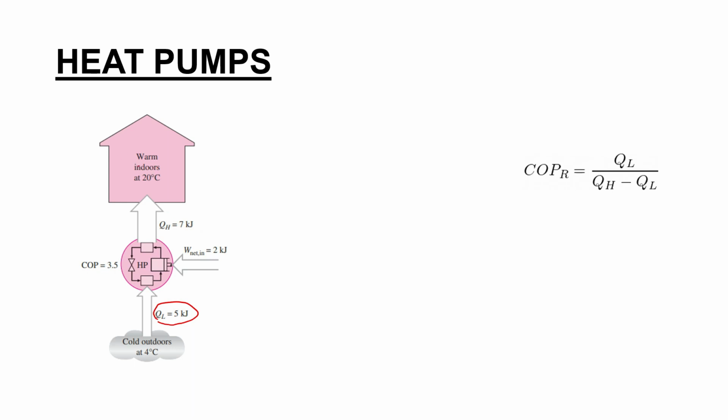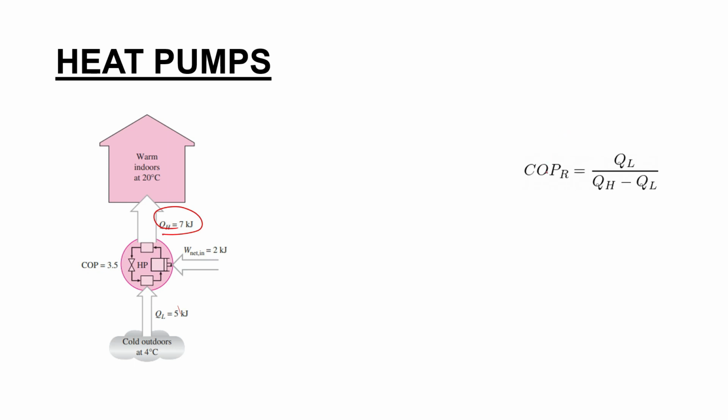But what is the desired output here? This heat pump works to heat the warm indoors. So your desired output here is QH, not QL, because we are trying to warm the indoors, not cool the cold outdoors. That's why this is very important. QH is equal to 7 kilojoules. So this is your desired output.